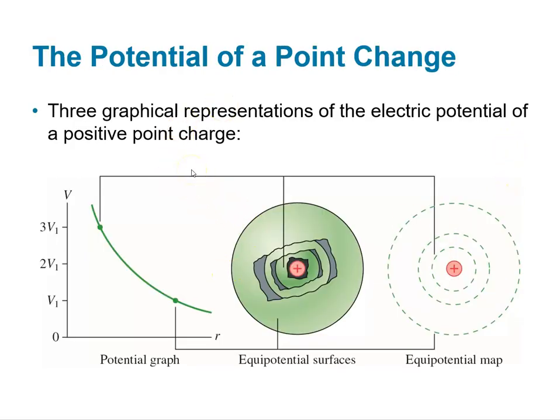Now, just like we did with the parallel plate capacitor, we can represent this in 3 ways. We can do a potential graph, which shows that the potential decreases with increasing distance. We can do a 3-dimensional equipotential surface diagram. So think of the layers of an onion, and each layer has equal potential. Or you can do an equipotential map, which is just 2-dimensional, and it shows equipotential lines by dashes.